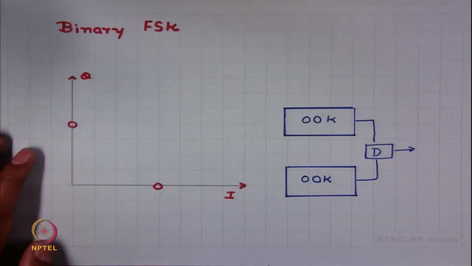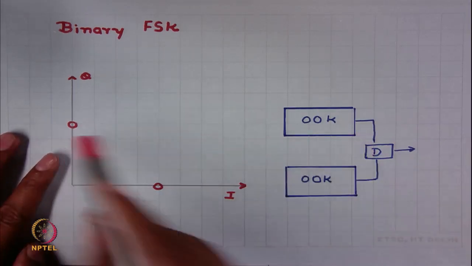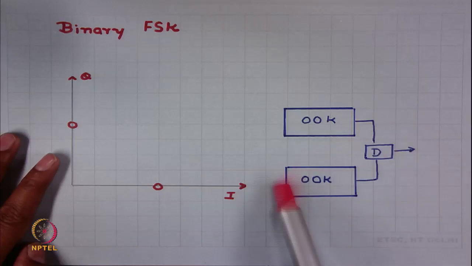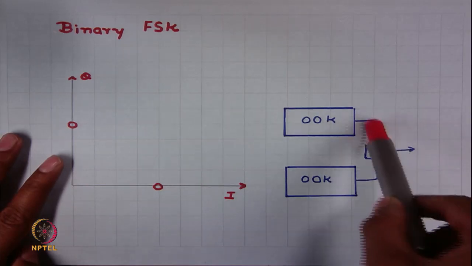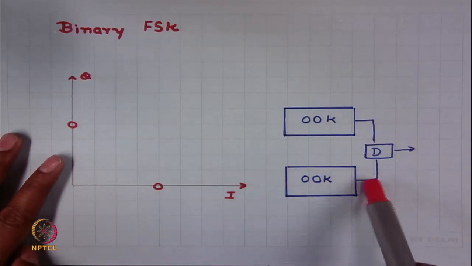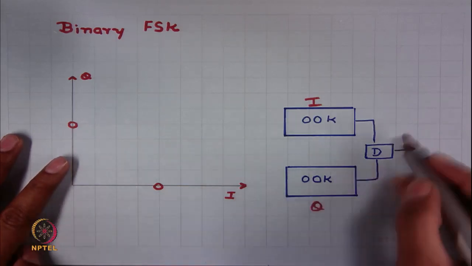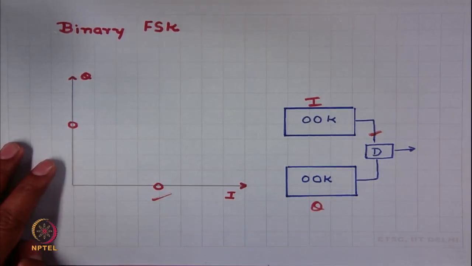So, in binary FSK you have two real dimensions to worry about. You can think of it as two OOK systems, non-coherent, one in I channel, one in Q channel, and then you have a decision device which decides based on whether the output of this OOK system is larger or whether the output of this OOK system is larger. For example, if this OOK system is in the I channel and this OOK system is in the Q channel, and if here the output is larger, then the detector knows that this symbol must have been transmitted, or at least it guesses so. Okay.